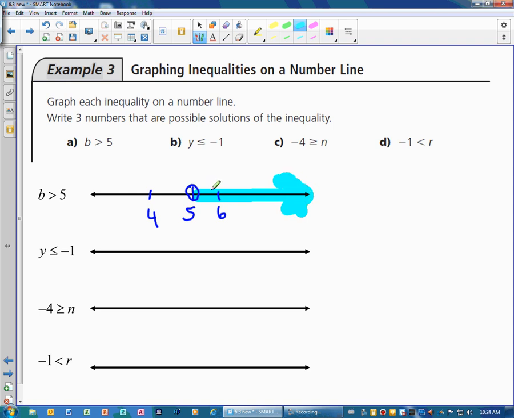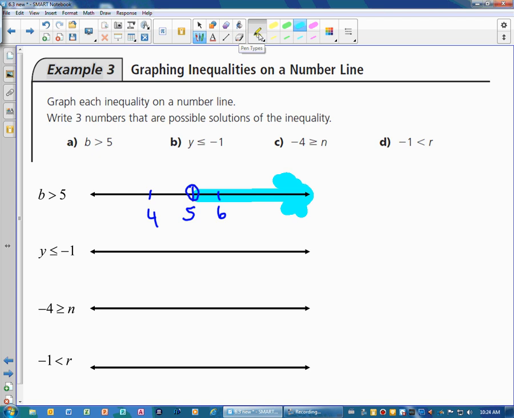I want you to shade it with a pencil or a pen or use a highlighter and show me that anything to the right of 5 would work, okay? Because 6 is greater than 5, 7 is greater than 5, 10 is greater than 5. So what you're showing me on the number line is anything to the right of 5, but because it's an open circle, it's not including 5, will work or satisfy this inequality.